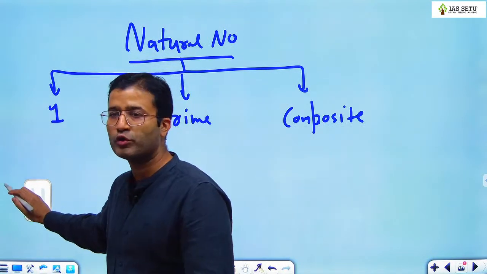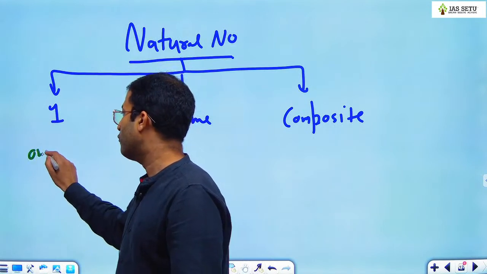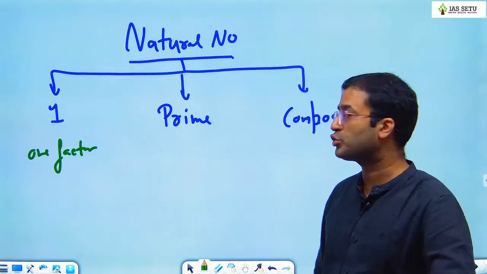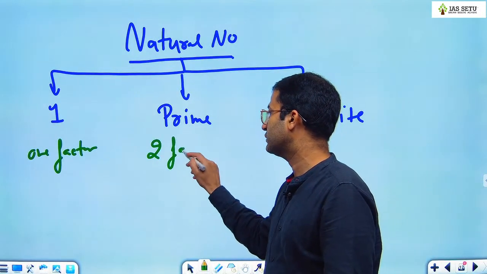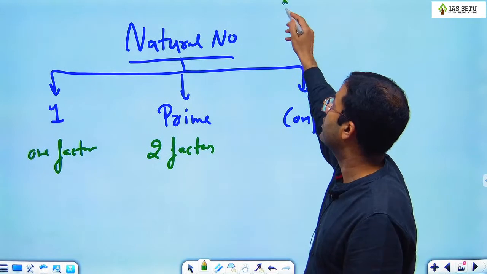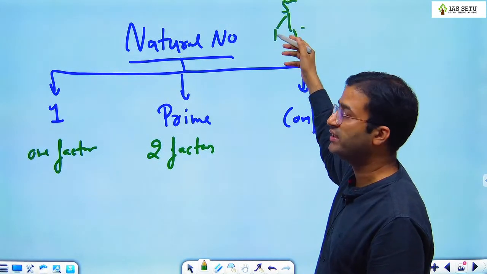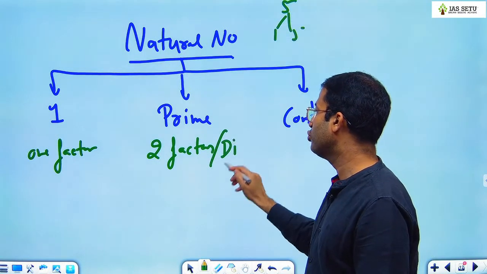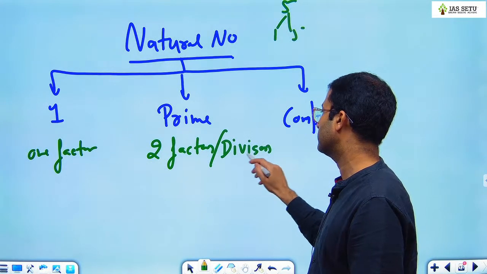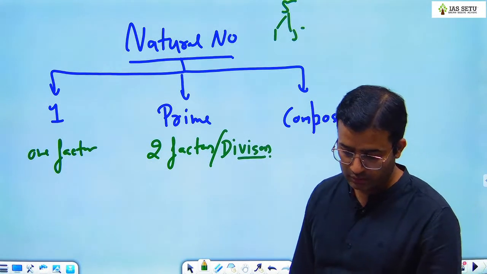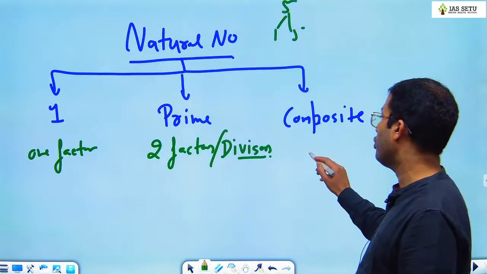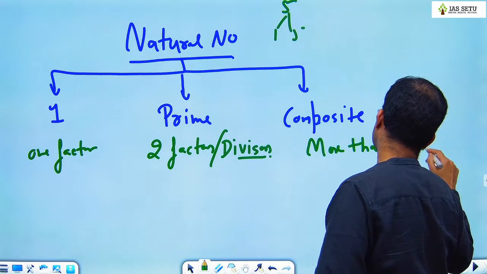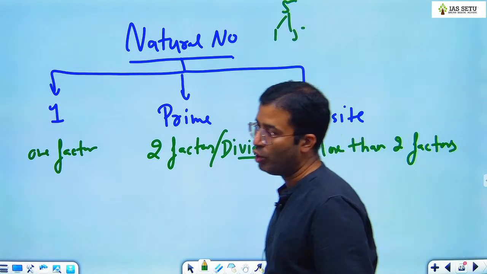See here, this categorization is based on number of factors. One has only one factor, वन का एक ही फैक्टर। I think all of you know factor means divisor. Prime numbers are those natural numbers which have exactly two factors. Like 5. 5 के factors are 1 and 5. Divisors of 5 are 1 and 5. Factors and divisors are same. Have two factors or two divisors. Then the composite number have more than two factors.